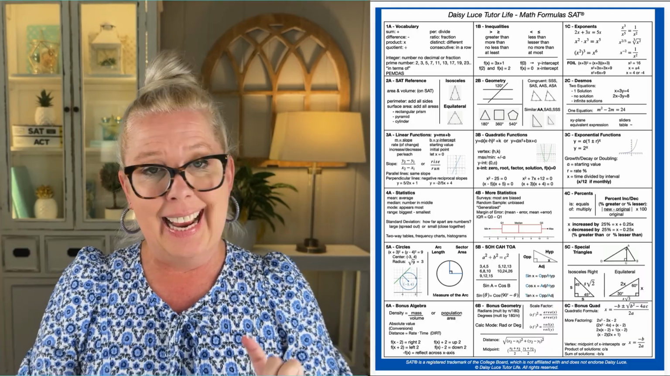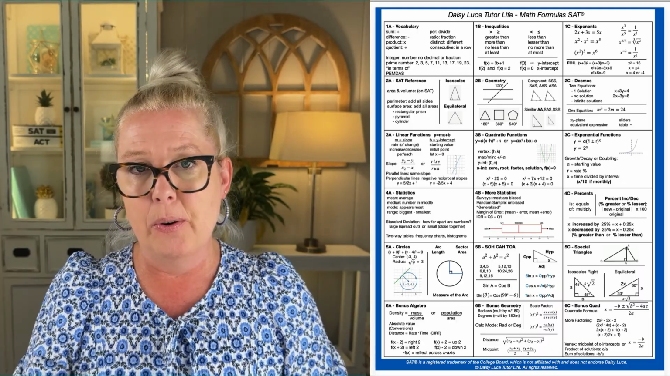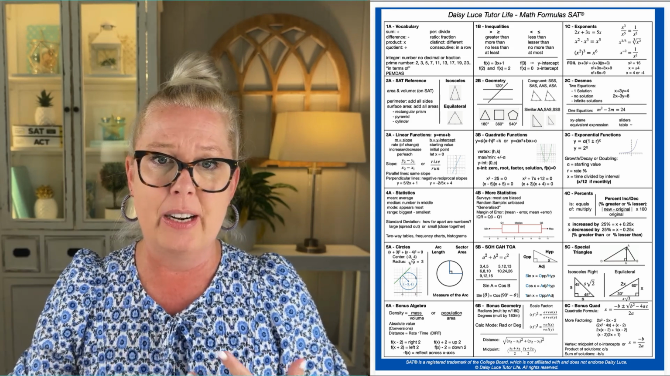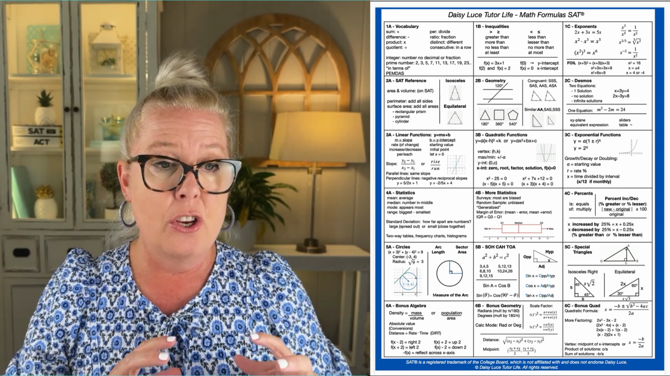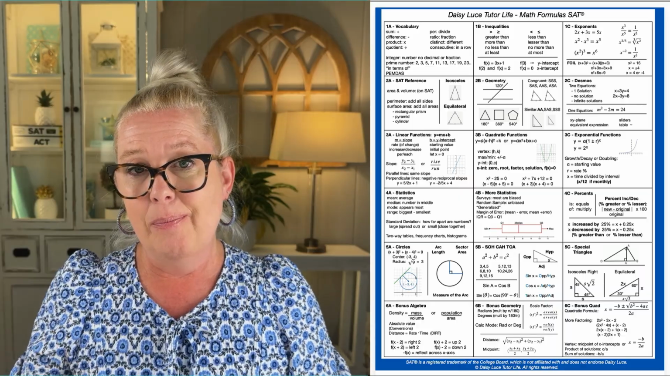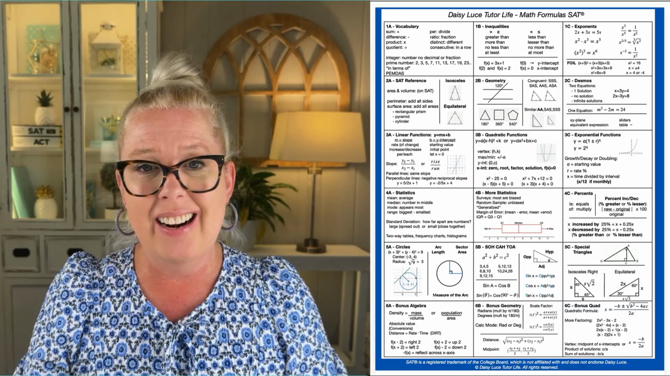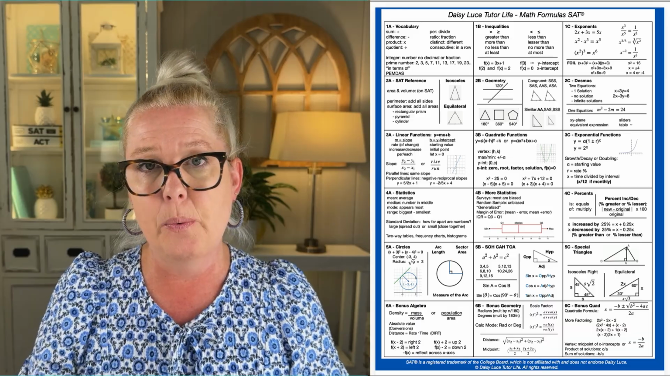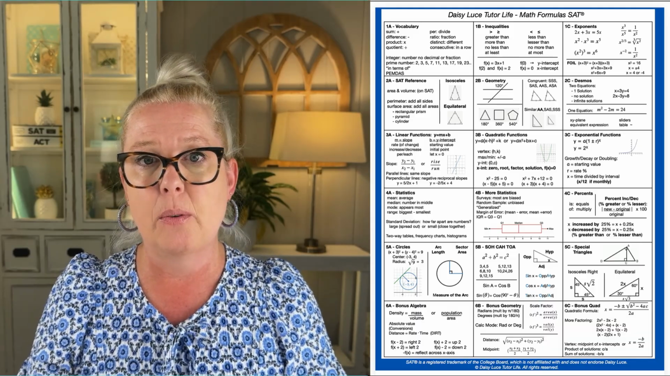All right, and then the last row is what I call the bonus row. It's just a handful of bonus algebra, geometry, and quadratic formulas that you do need to know. They do show up, just not as often as some of the other material, but they're on the test and you will get tested on it. So you definitely still want to know that.